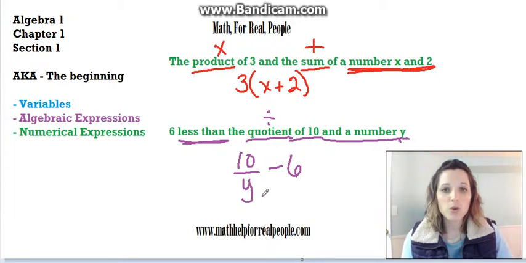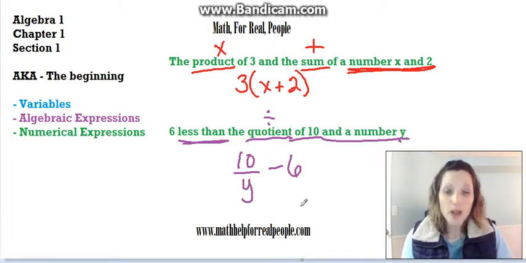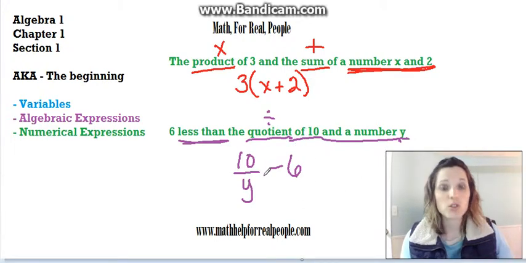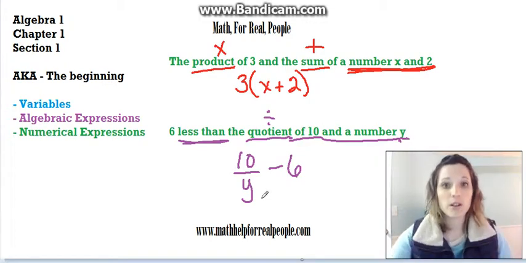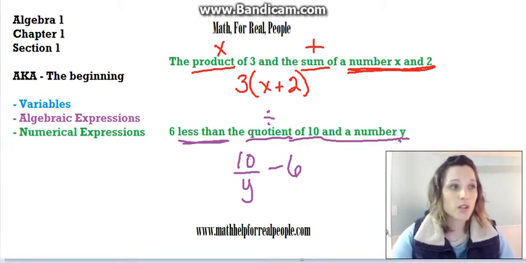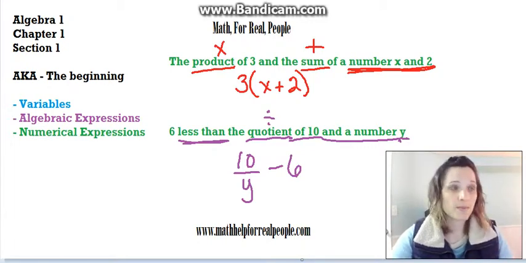You will always put quotients in the order that they say it. If they said the quotient of a number y and 10, then you'd have the y on top. But they said 10 first, so you put that on top. And that's just how a phrase can be turned into an algebraic expression. So now let's go the other way. Let's look at an expression and write out what it means.